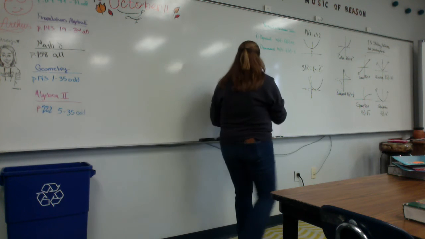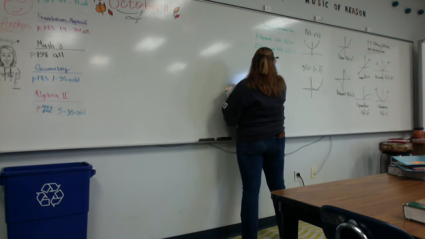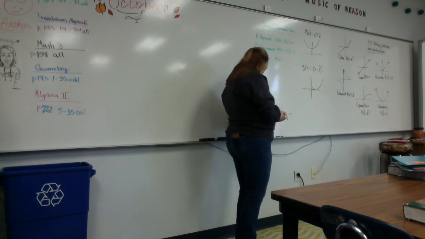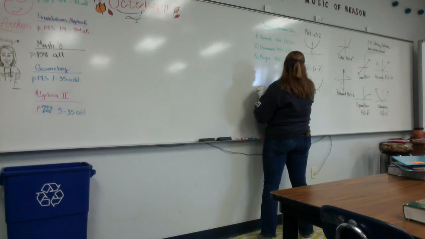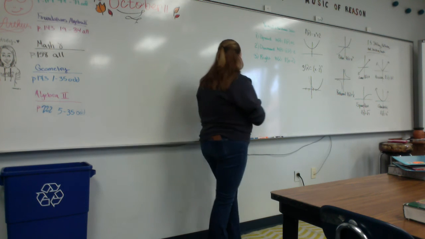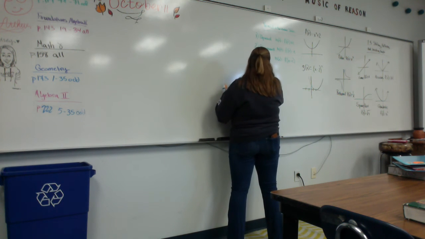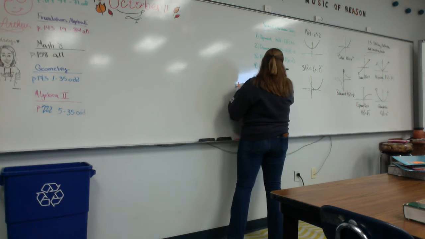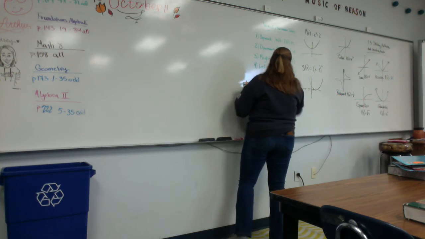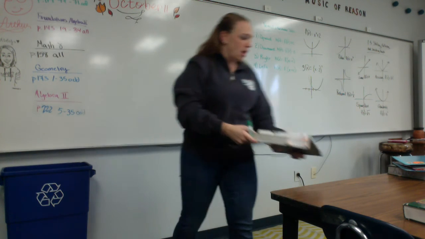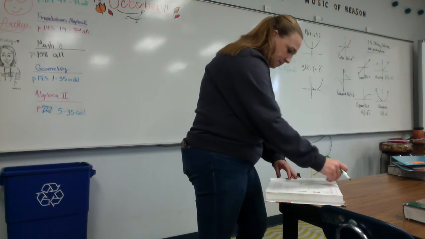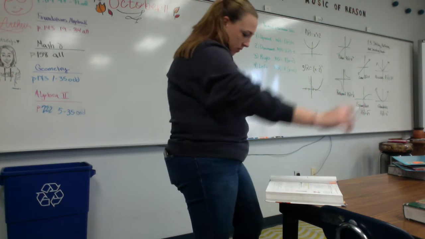Third, it can shift to the right if you have h of x equals f of x minus c within the parentheses. And then the fourth one is it can go to the left, and that is when you have h of x equals f of x plus c in the parentheses. So it tells me if it's going up or down, left or right, according to where it is. And that can apply to all of our graphs.